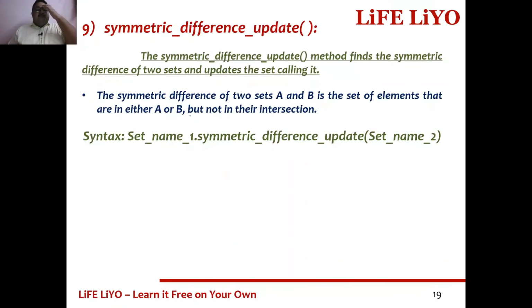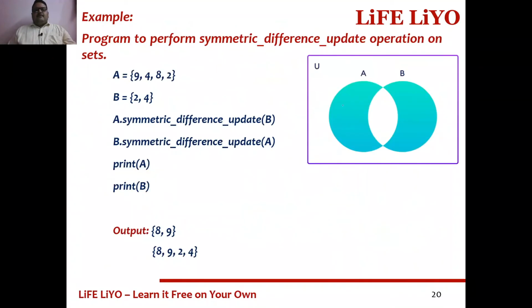So performing symmetric difference update means performing the symmetric difference between two sets and updating the set calling which the symmetric difference has to be done. So the update is going to update it onto the calling set. The intersection part will be removed and the remaining unique elements will be updated.